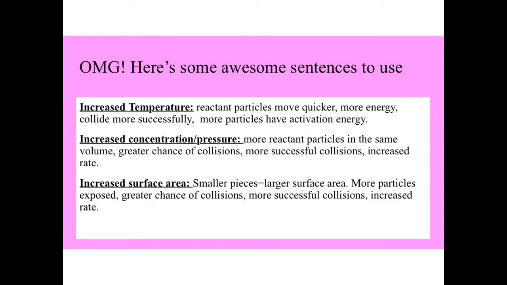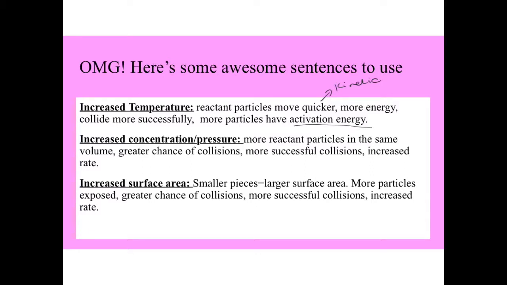So how do we speed up rate? There are 4 main ways to speed up rate. I'm going to do a whole other video on catalyst because that's a little bit different. We can increase the temperature. By increasing the temperature, the reactant particles move quicker because they have more kinetic energy. If you've got more kinetic energy, you're going to collide more frequently. That will lead to more successful collisions, which will then lead to more reactions. More particles, sorry, have activation energy.